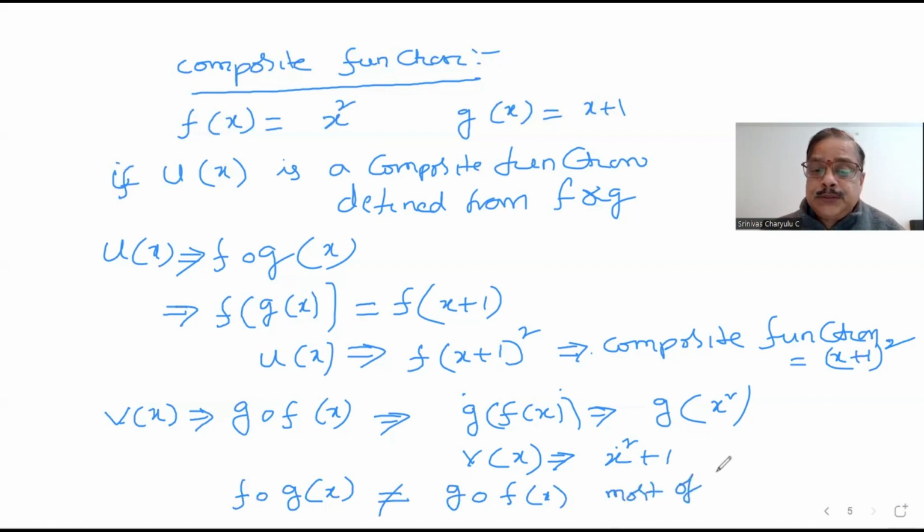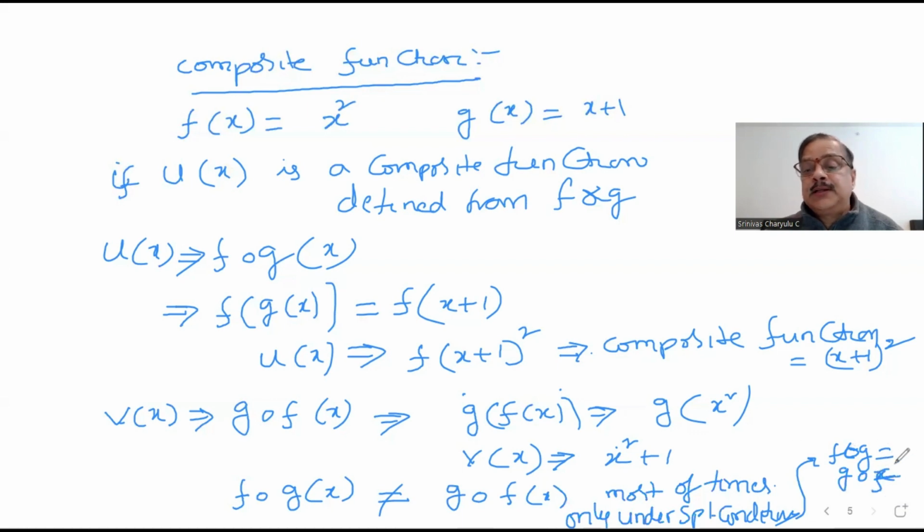Most of the time they differ. Only under special conditions will it be equal, that we'll discuss later. I'm writing here: f circle g is equal to g circle f, only under special conditions, not all the time. So composite functions will look like this. If we do one sum, we'll get to know very clearly what it is. So let us see one sum.